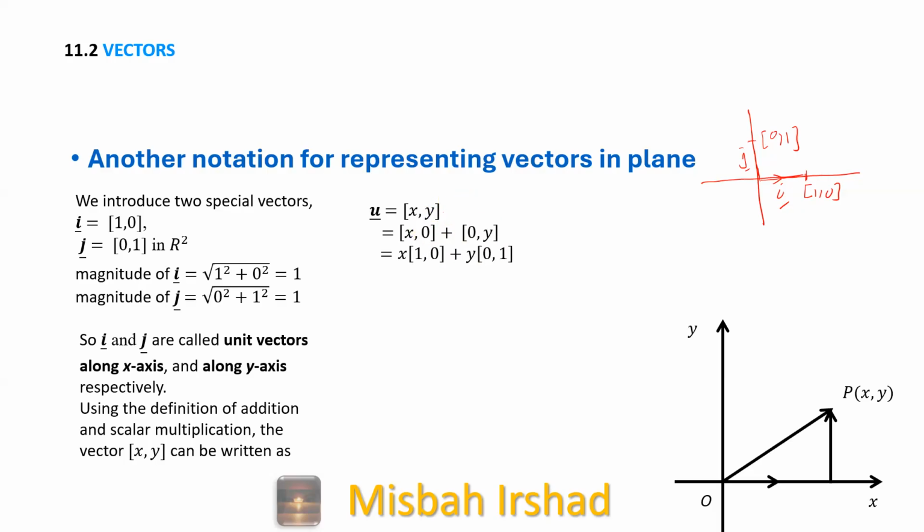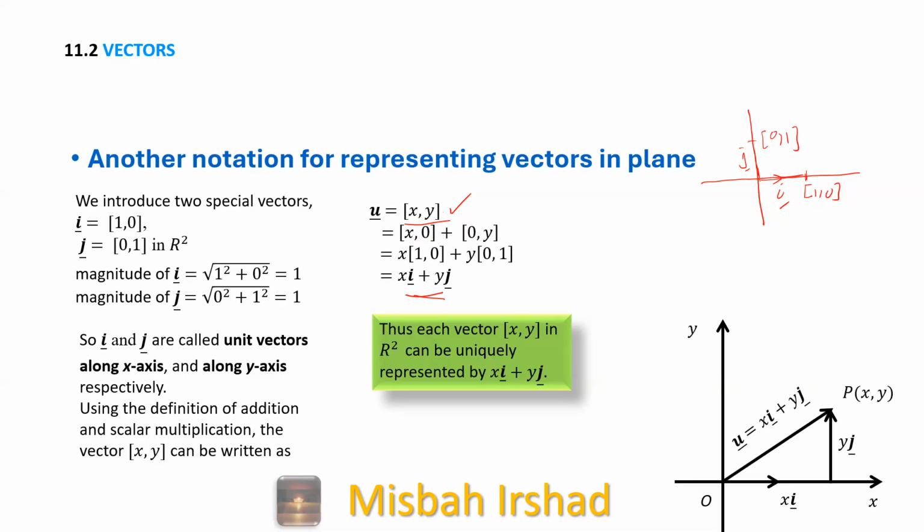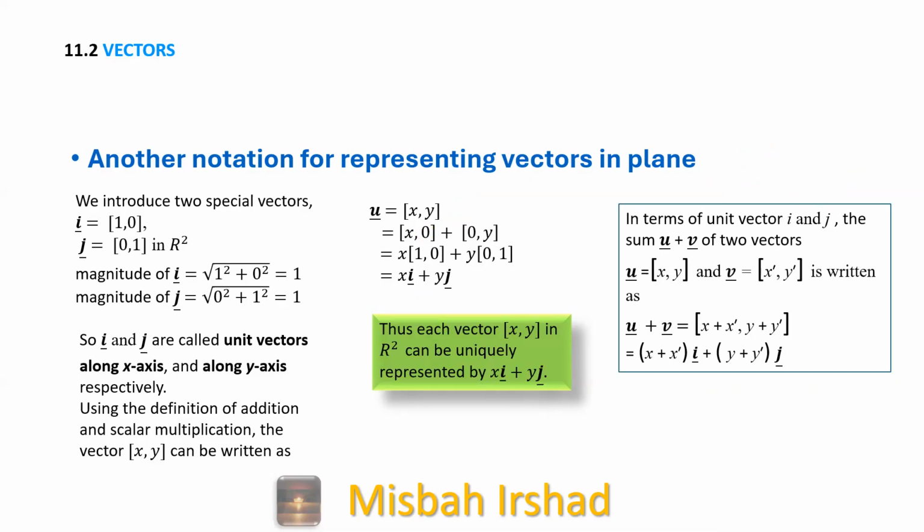And it can also be written as x times [1, 0]. x is a scalar, a real number, so it can be taken out, plus y times [0, 1]. So this is i, this is j. So we have xi plus yj. This is the vector xi plus yj. So if you have a vector in terms of components, then you can write it in ij form. Similarly, if you have this vector, you can write it in component form. So any vector discussed in previous slides can be written in terms of these vectors i and j.